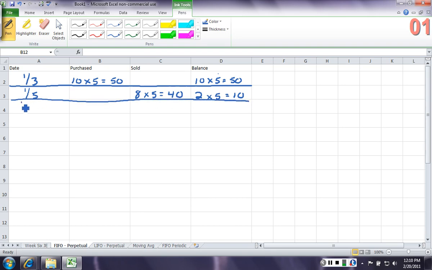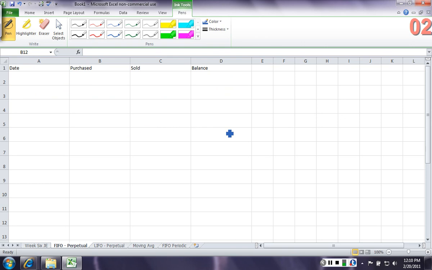Now on the 10th, remember, I bought some more leashes. This time I bought 12 at a cost of $6, or a total of $72. This is where it's really important to keep these inventory layers in the proper order. So I need to list what I had first. I had 10 units at $5, and now I'm adding 12 units at $6. So my balance is $82 because remember, under perpetual, we have to keep a running balance of our inventory at every single step of the way.